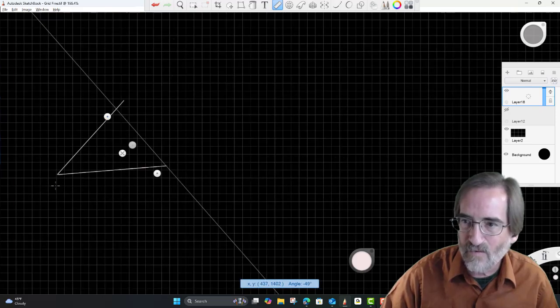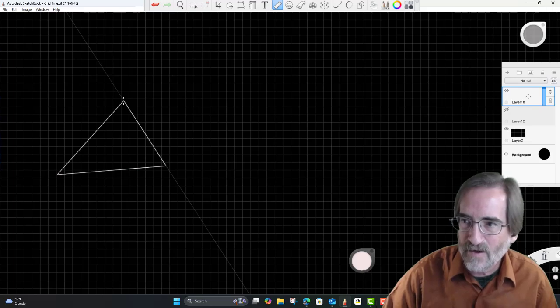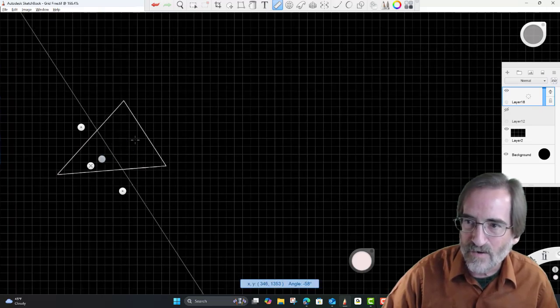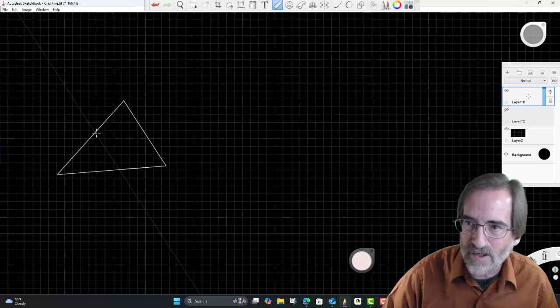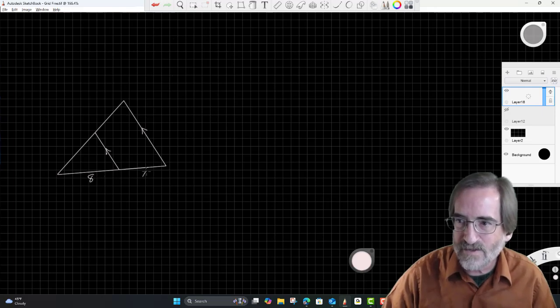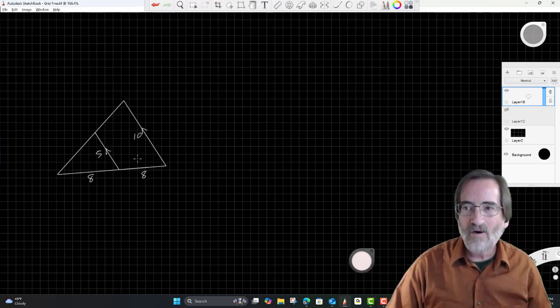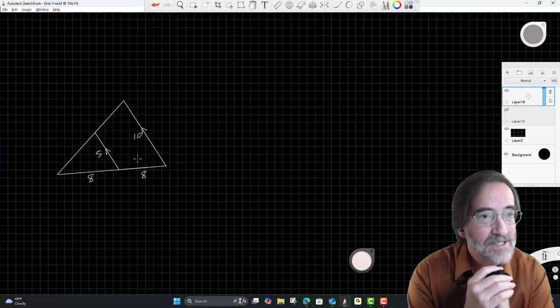I'm going to draw a segment that is parallel to the other side, right? And I'm going to label some dimensions, some values. Let's say this is parallel to this. And let's say this is 2, 4, 6. Let's say this is 8. And this is 8. And let's say this is 5. And this is 10. Are the triangles similar, and how can you tell?